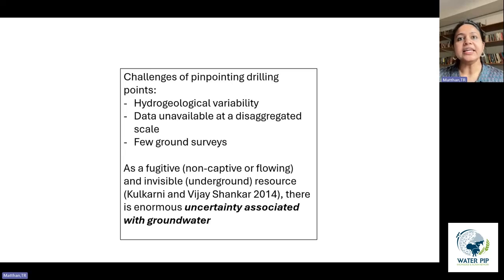So one of the key challenges that I noticed in doing my fieldwork with smallholder farmers in this region is the incredible challenge of pinpointing drilling points, right? So there's extreme hydrogeological variability, there is limited data at the kind of granular scale that is relevant to smallholder farmers, and there's very few ground surveys that are actually done. So as a kind of fugitive and invisible resource, there is enormous uncertainty associated with locating and accessing groundwater for these farmers.